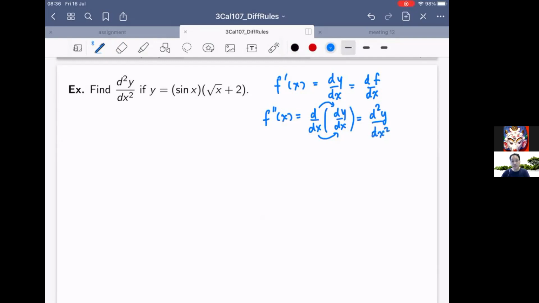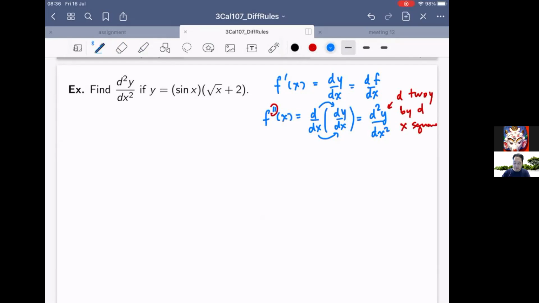All right, and then we read d2y by dx square. Okay, this one, d2y by dx square. This is how we read it. All right, and it becomes the second derivative.